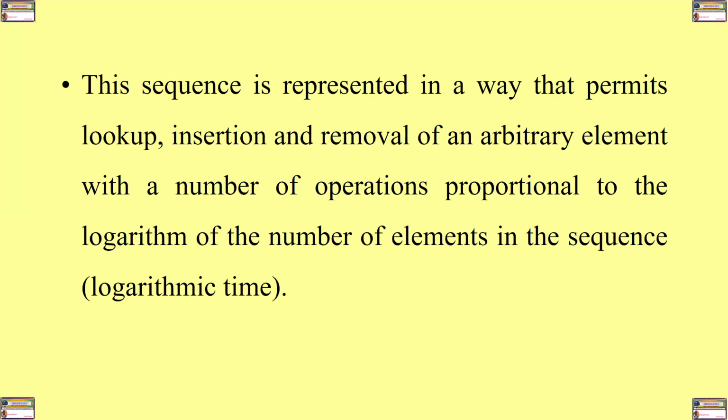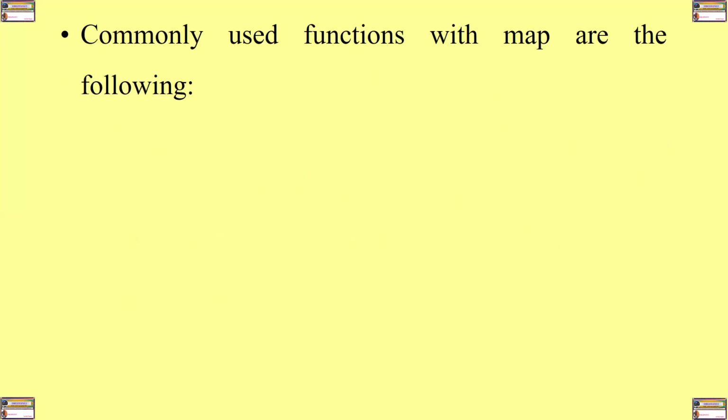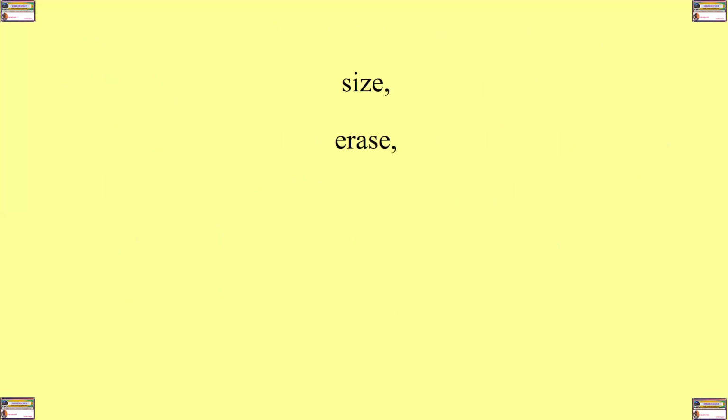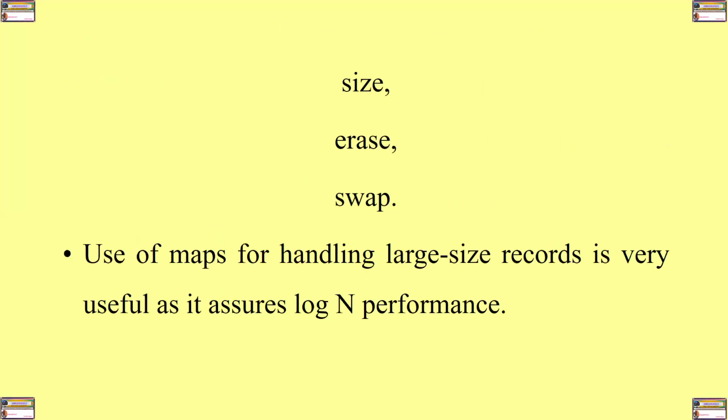This sequence is represented in a way that permits lookup, insertion and removal of an arbitrary element with a number of operations proportional to the logarithm of the number of elements in the sequence, or what we call logarithmic time. Commonly used functions with map include begin, find, empty, insert, add, size, erase, swap. Use of maps for handling large size records is very useful as it assures log n performance.